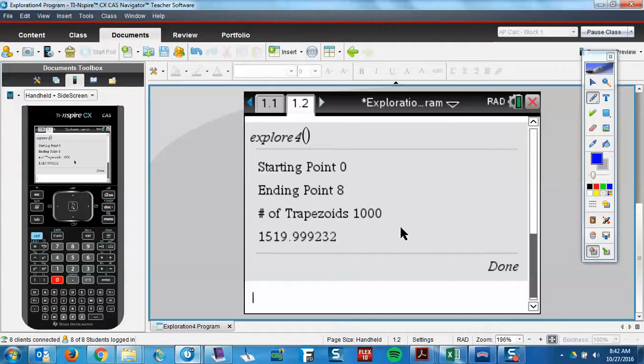It turns out for this one, that's exactly what it would be. It would be exactly 1520. That's the error for this, or that's the area for this particular thing.